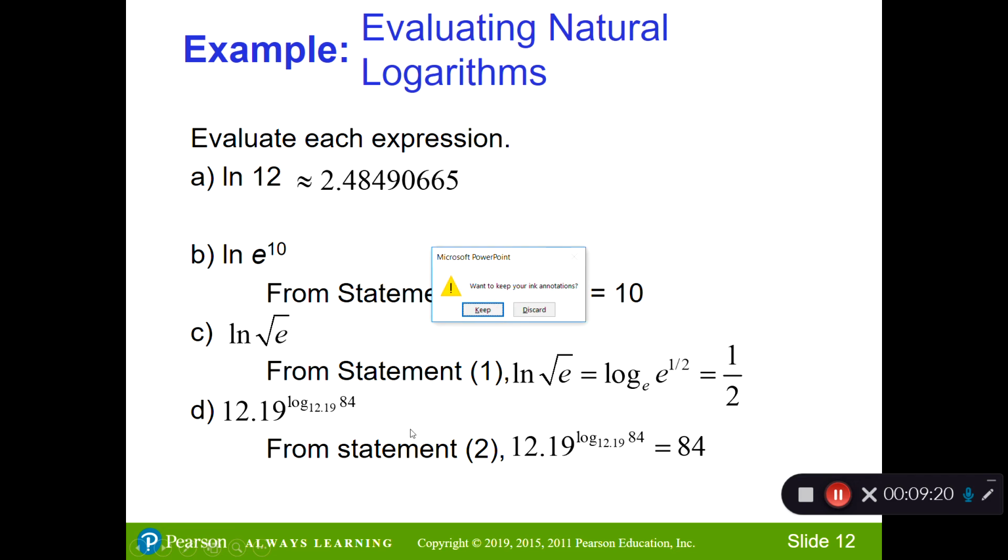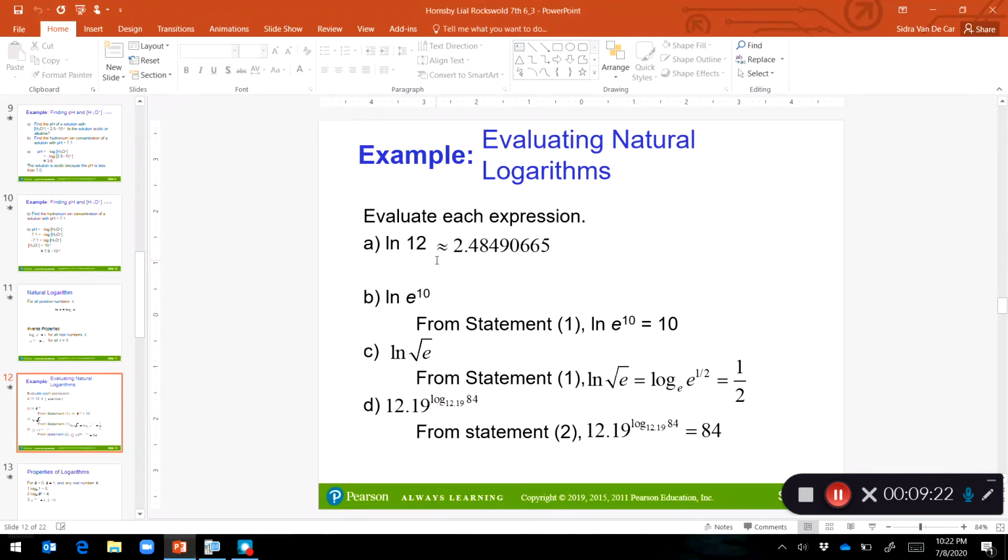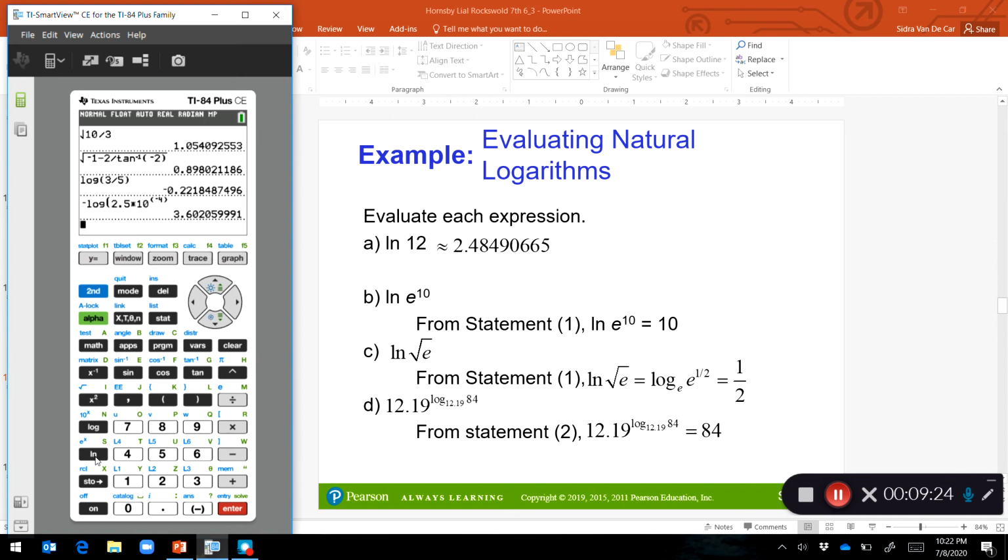Now, let's see how we got ln of 12. Your ln key's right here. So the natural log of 12 is about that value. Notice I can also do it to evaluate some of these. For example, part C, ln of the square root of e to the first power, and that would be the 1/2 that we were expecting.